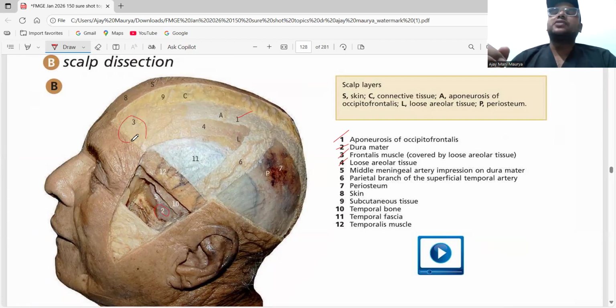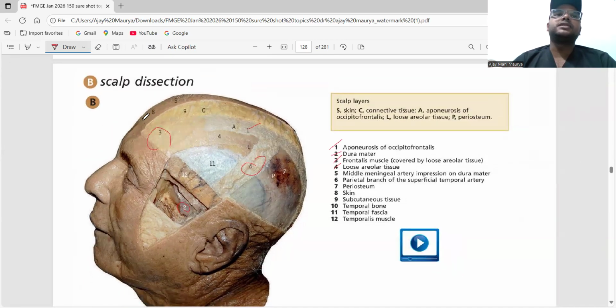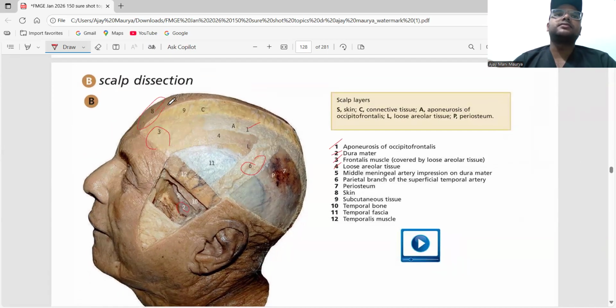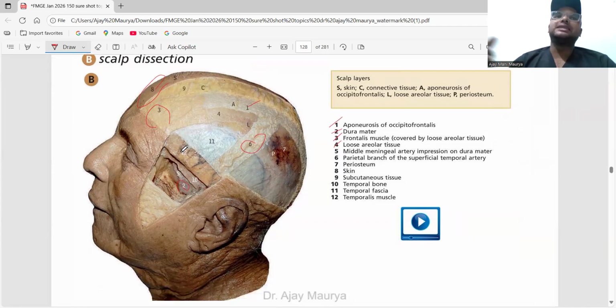So guys, they're going to give this section of the head scalp. You have to know, suppose they mark this one and ask you a question. You have to know that this is the parietal branch of the superficial temporal artery. That's simple. First is the skin, obviously. There is a fascia, temporal bone, subcutaneous tissue, skin. You have to know the parts.